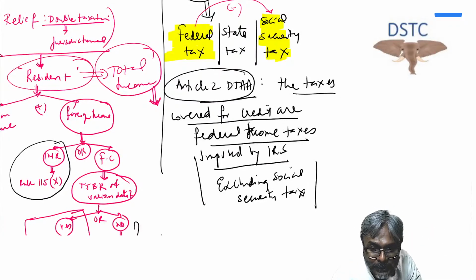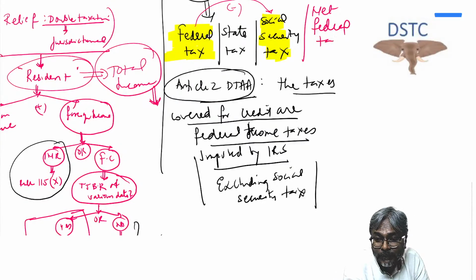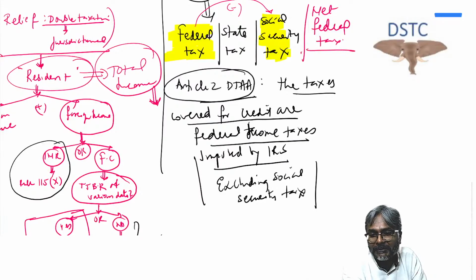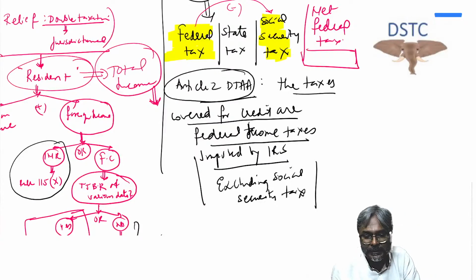So do you know what you need to do? You need to come up with the net federal tax, which would be after reducing this amount. This will be the net federal tax, and only on this net federal tax would the credit be available. That is how it has to be considered.